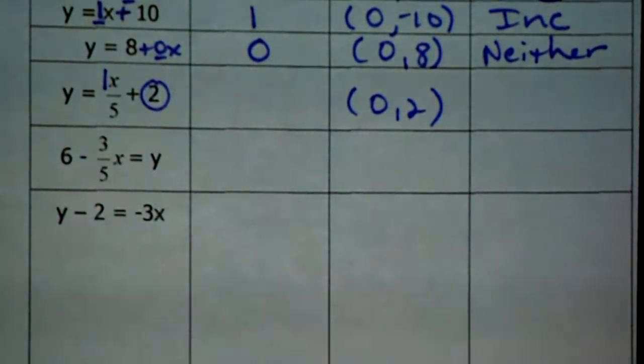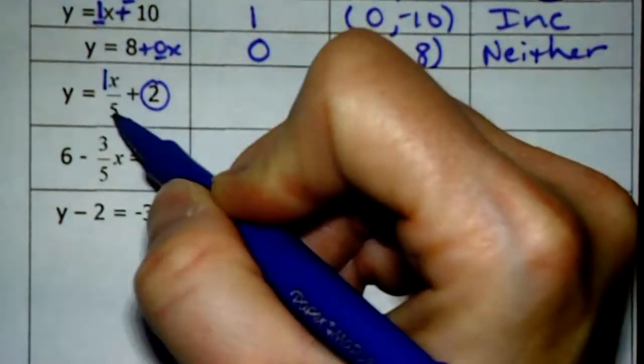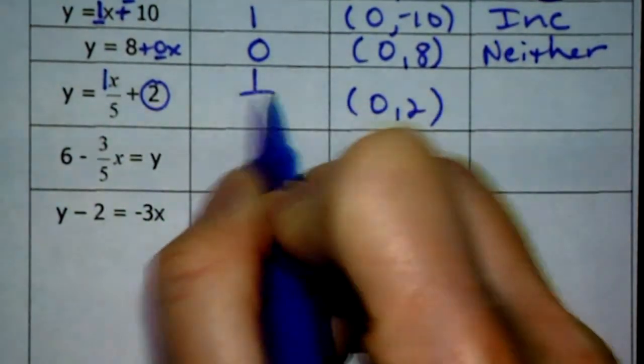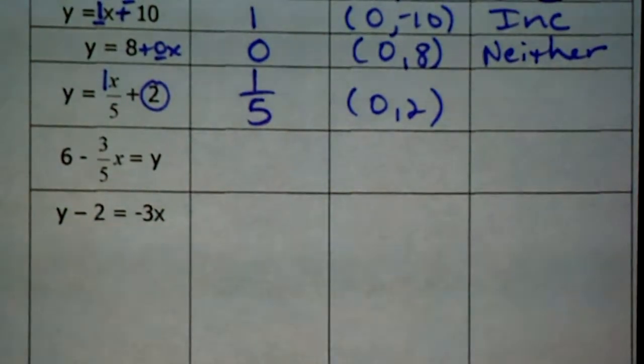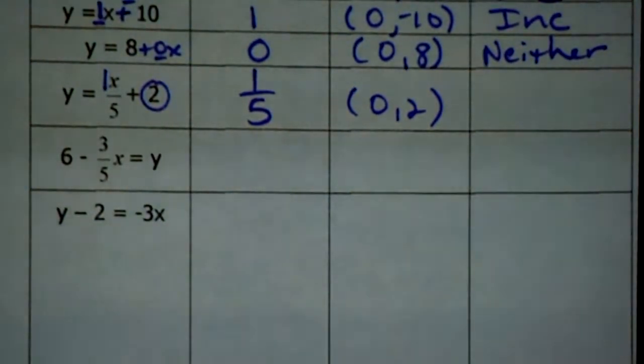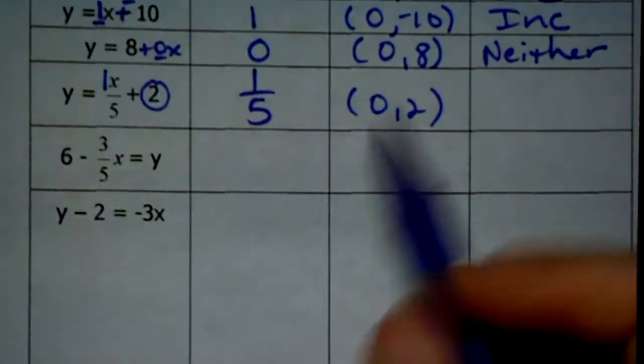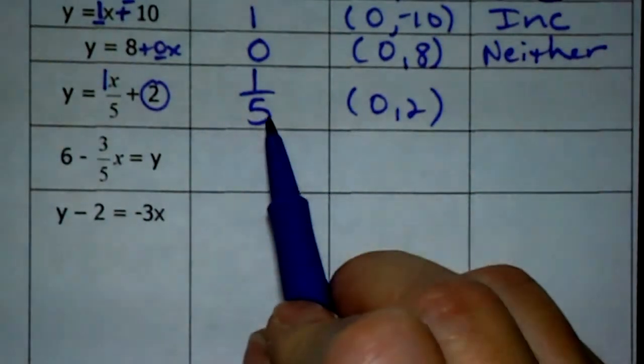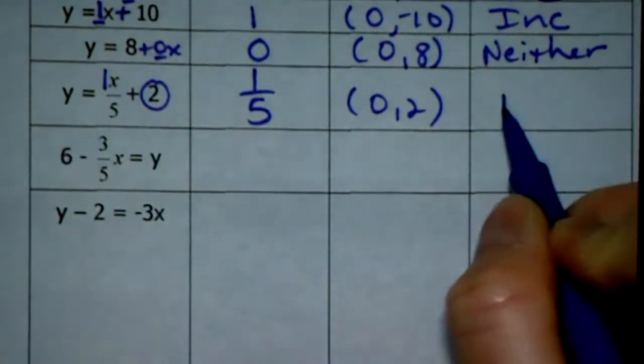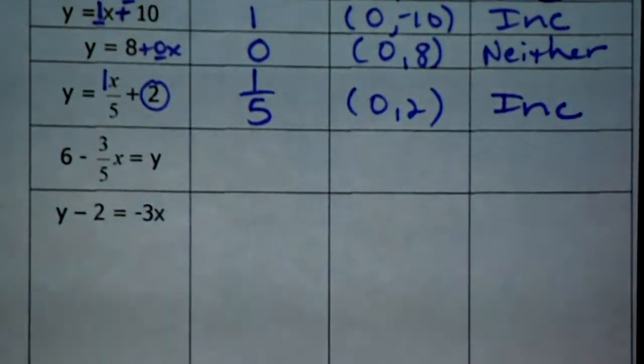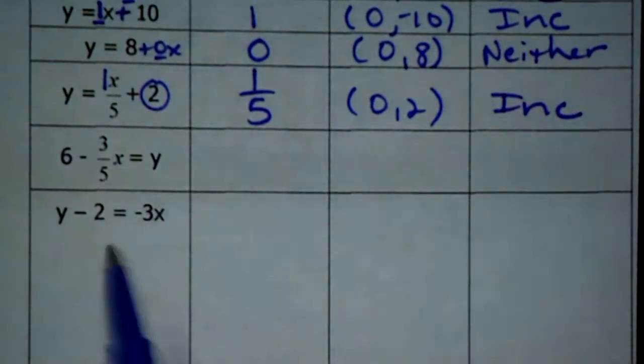So, are you seeing the slope now? The slope in this one is 1/5. So if you see an x in the coefficient spot, it looks like a little fraction there. It is a fraction. It's 1/5. And as far as increasing or decreasing, I know it's a fraction, but it's not negative, so it's increasing.